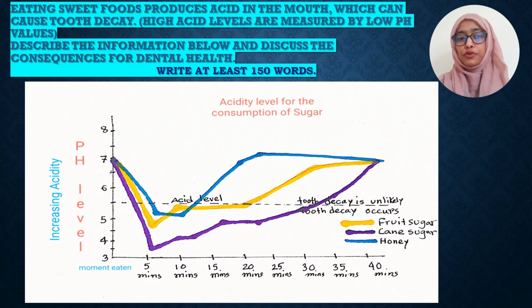Eating sweet foods produce acid in the mouth, which can causes tooth decay. High acid levels are measured by low pH values. Describe the information below and discuss the consequences for dental health. Write at least 150 words.